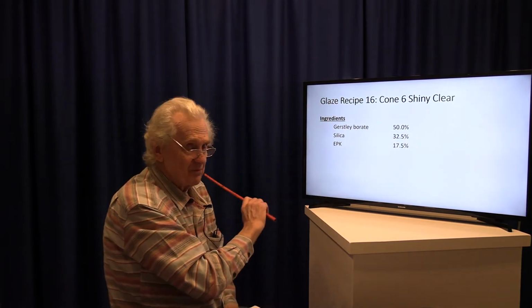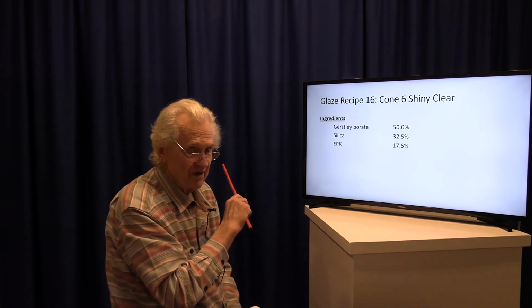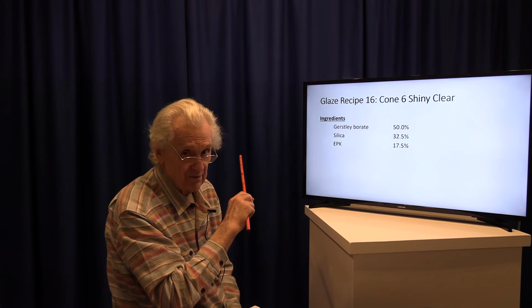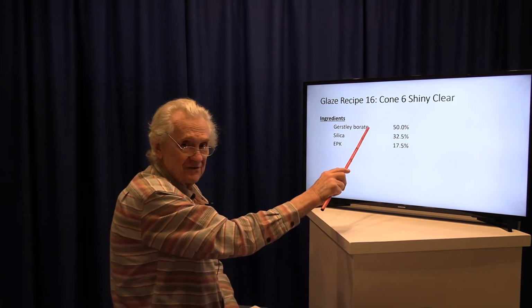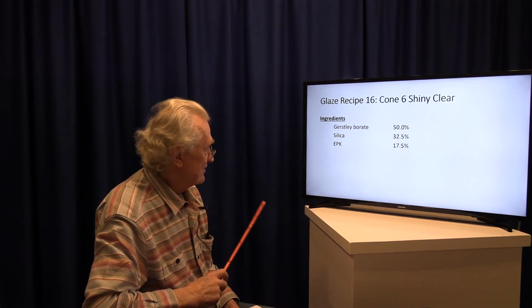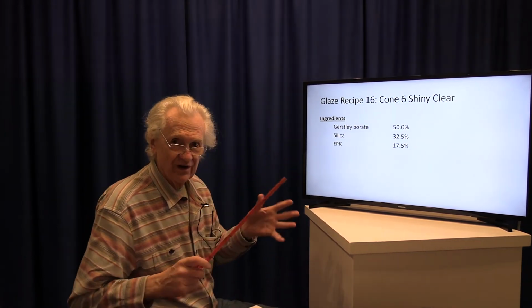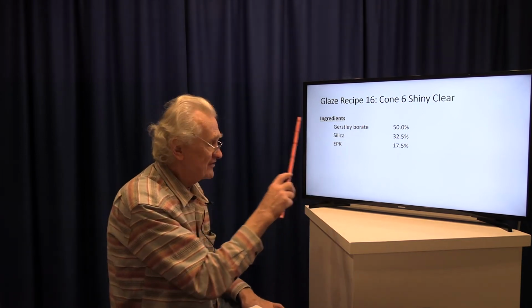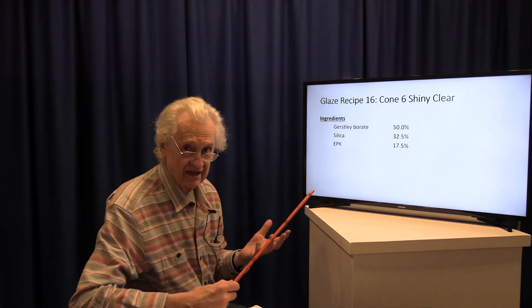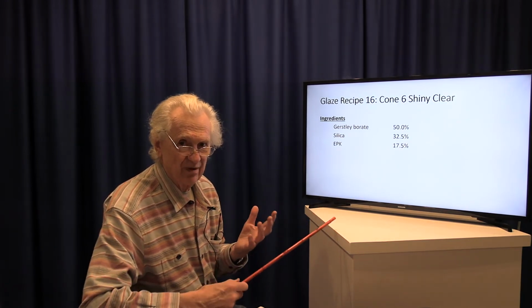Cone 6, this is a really simple recipe. It shows that a recipe doesn't have to be complicated to be a recipe. It also doesn't have to be good to be a recipe. Gerstley borate 50%, silica 32, and EPK. Now this actually will give you a nice, shiny, clear glaze. The problem is, and this is where it helps to know something about the ingredients, Gerstley borate actually contains a lot of clay. It contains a lot of clay that's sort of like bentonite.